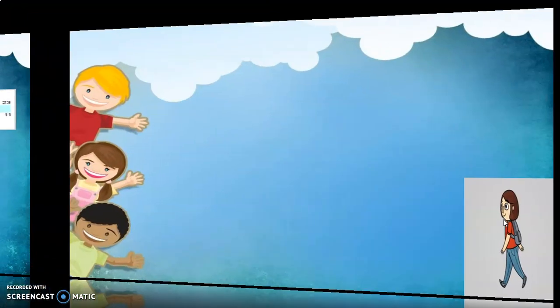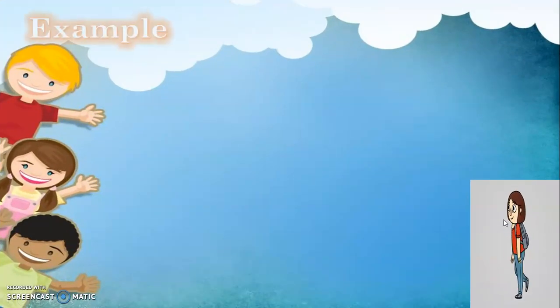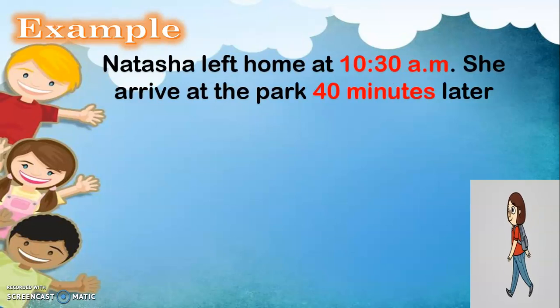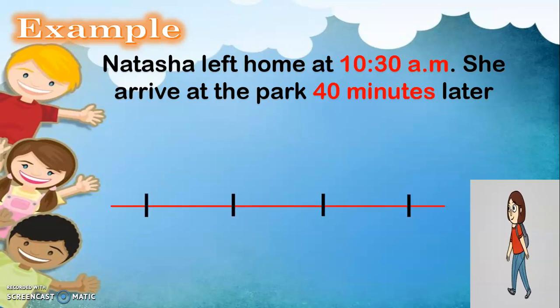Now, let us have the example. Okay. Natasha left home at 10:30 a.m. She arrived at the park 40 minutes later. Okay, let us use a timeline so it will be easy for us to know. So here we are looking for the time at which she arrives after she walked for 40 minutes.